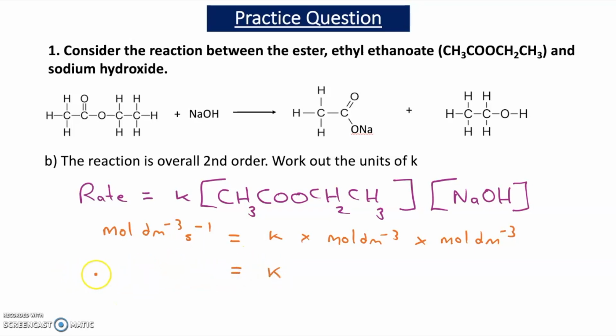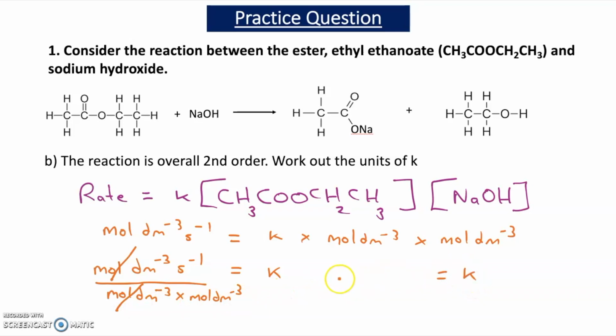So we just rearrange this to get the units of K. So K is equal to moles per decimeter cubed seconds to the -1 over moles per decimeter cubed times moles per decimeter cubed. Now we then look to see if we can cancel out any of the concentration terms. So moles per decimeter cubed features on the top and the bottom here, so we can cancel them out. So we'll be left with K equals seconds to the minus 1 over moles per decimeter cubed.